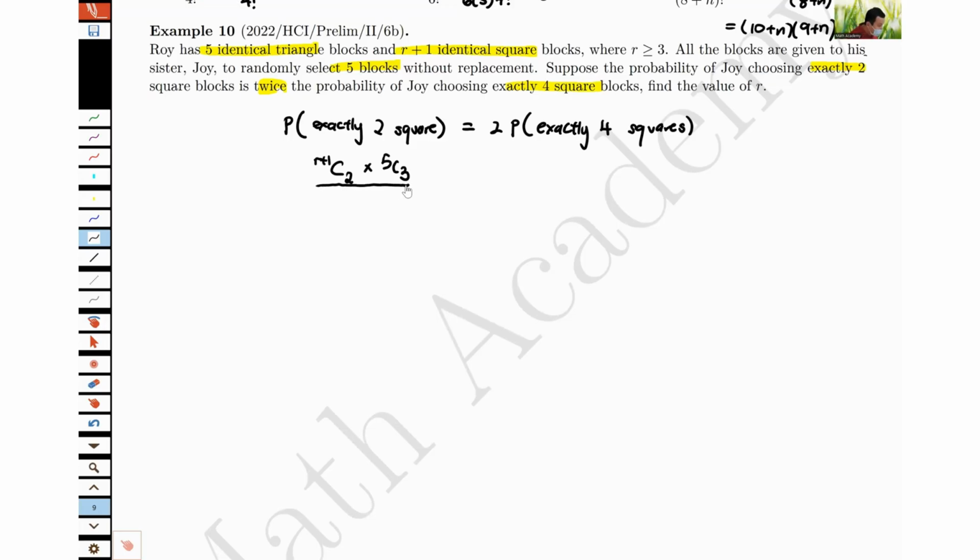This is a probability, so there needs to be a denominator. The denominator will be choosing 5 blocks without restrictions, so they can be from triangle or square. In total, you have r plus 6 blocks. We choose 5. The denominator is the no-restrictions choice of 5 objects.